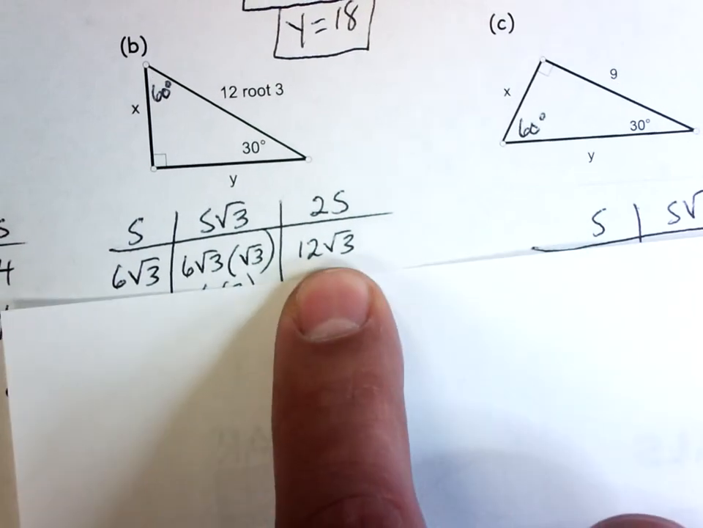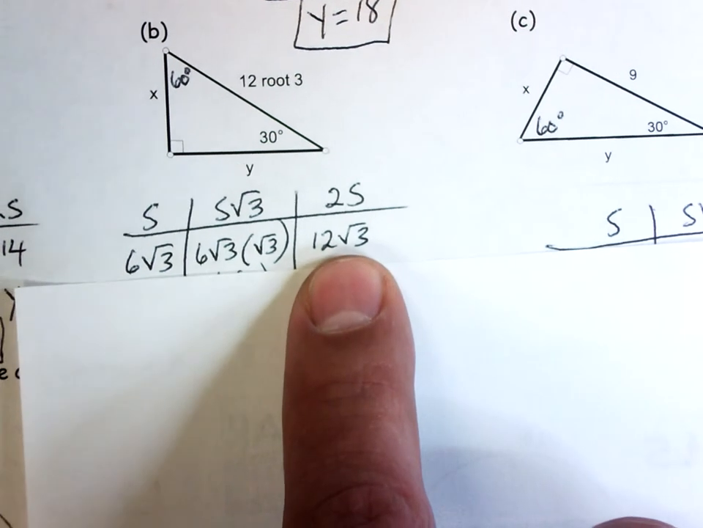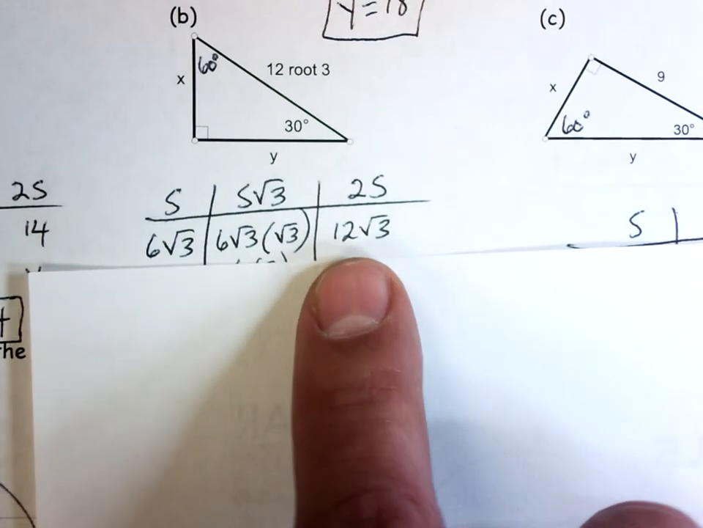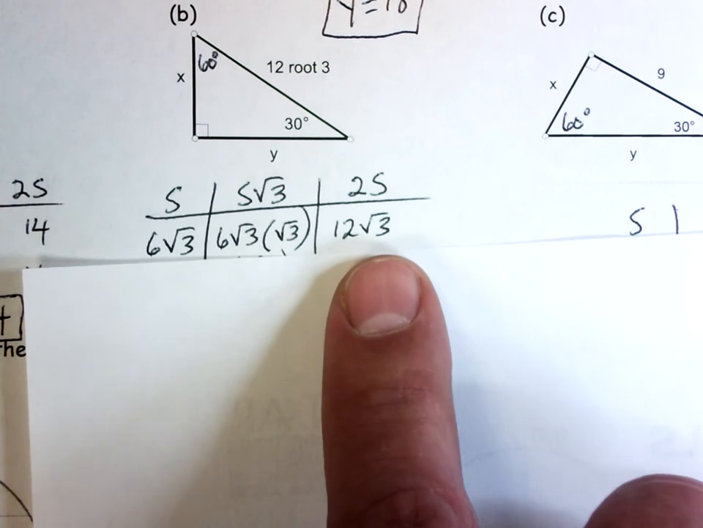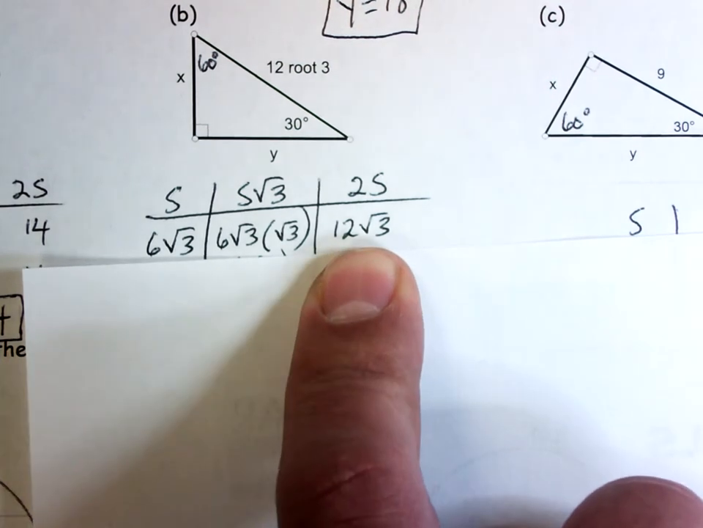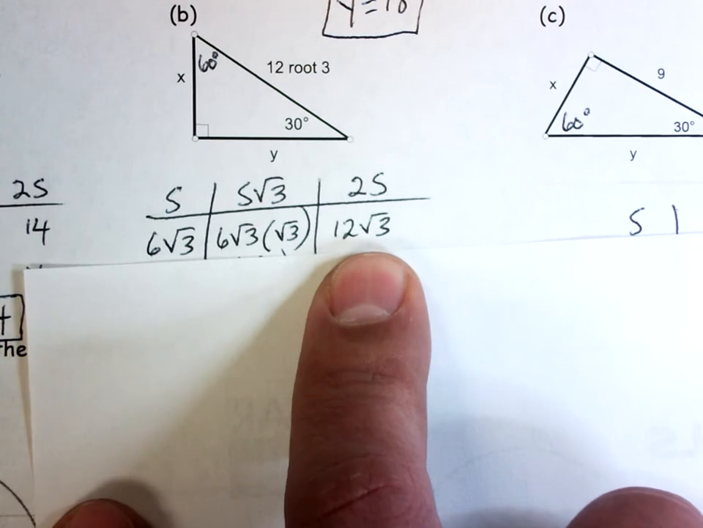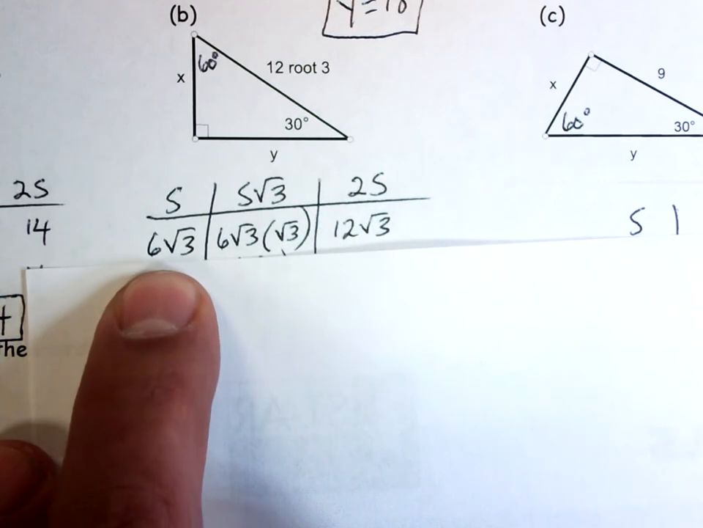if my hypotenuse is 12 root 3 and my hypotenuse is twice as big as my short side, just divide your hypotenuse by 2 to get your short side. So 12 root 3 divided by 2 is equal to 6 root 3. So 6 root 3 is my short side.